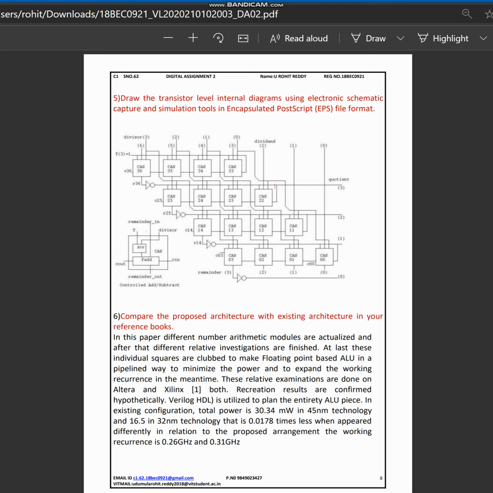So yeah. In this paper, different number arithmetic modules are actualized, and after that, different relative investigations are finished. At last, these individual squares are clubbed to make floating point based ALU in a pipelined way to minimize the power and to expand the working recurrence in the meantime. These relative examinations are done on Altera and Xilinx. Both recreation results are confirmed hypothetically. So these are some of the results.